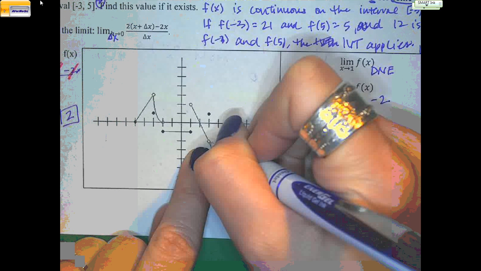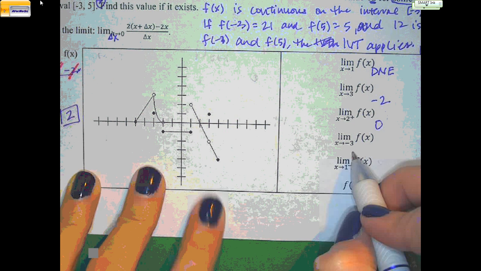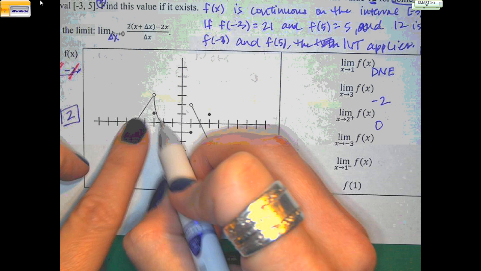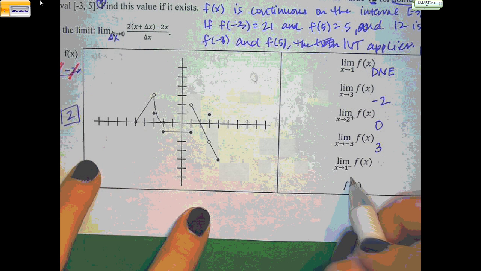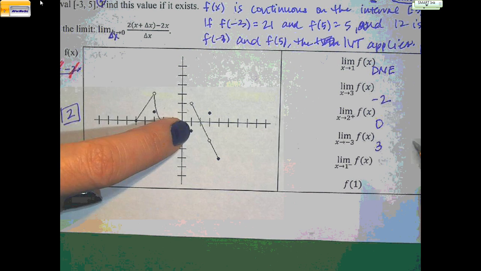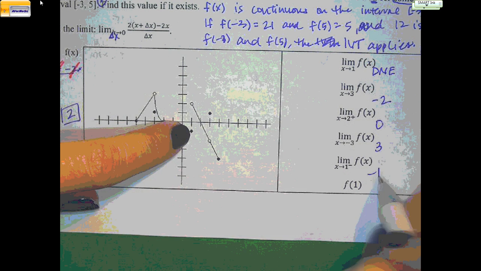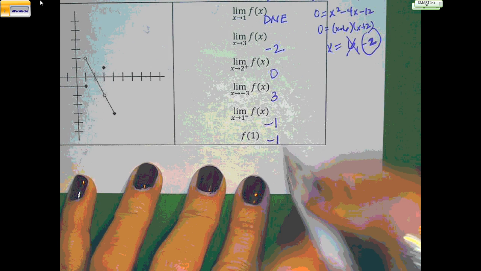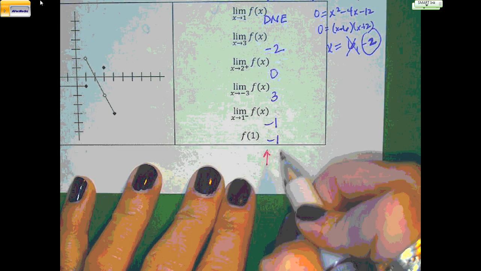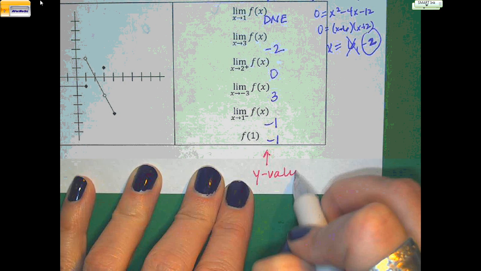We're approaching 2 from the right. The y value on that one is 0. We're approaching -3 from both sides. It's approaching +3. We're approaching 1 from the left side. So that's -1. 1 from the left side. There we go. -1. And what is the function right at 1? -1. Something you might want to write down here, because it's really easy to get confused. They're giving you the x values, you're giving back the y values. So make sure you know that.